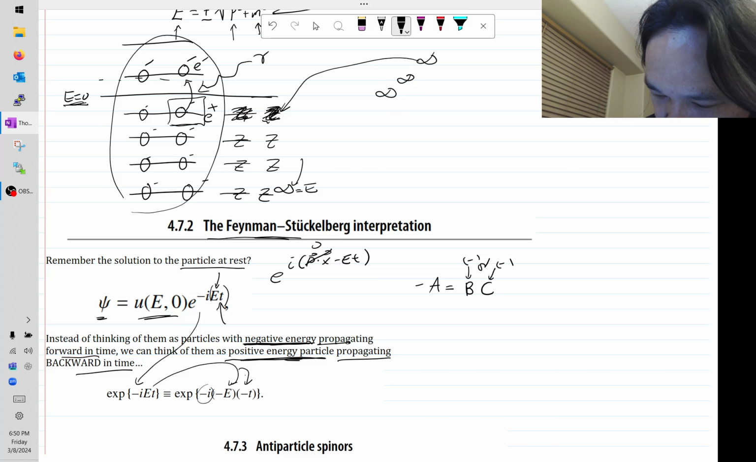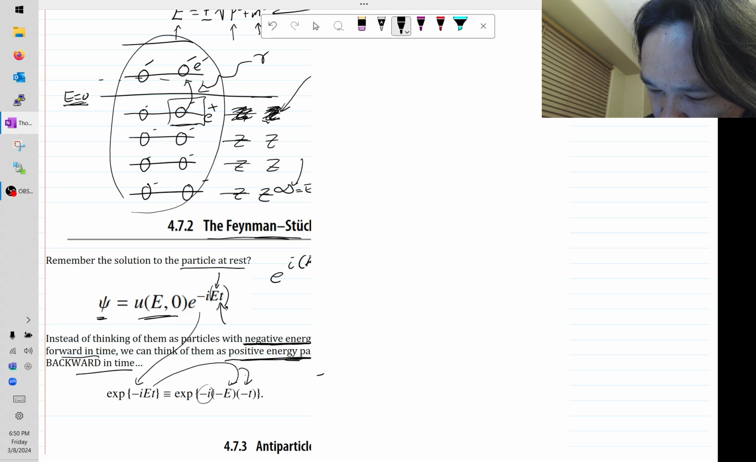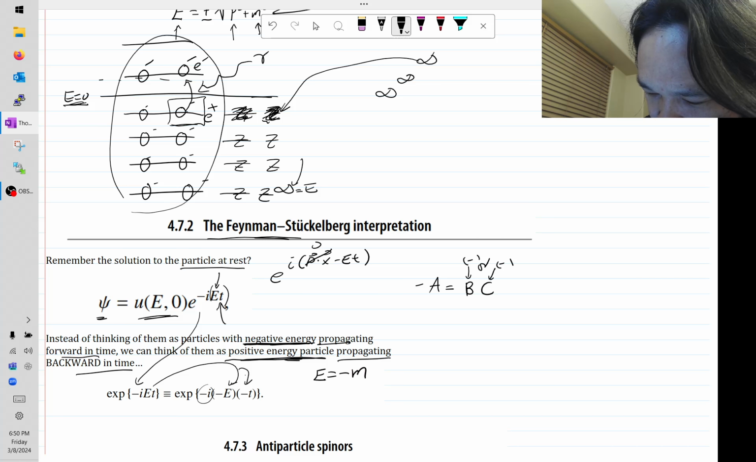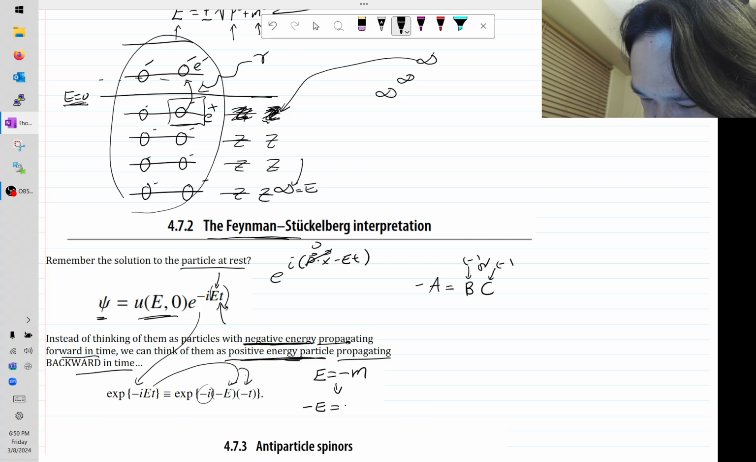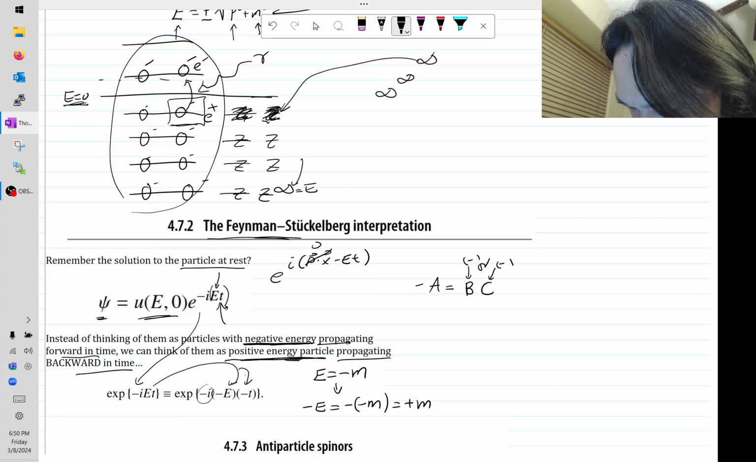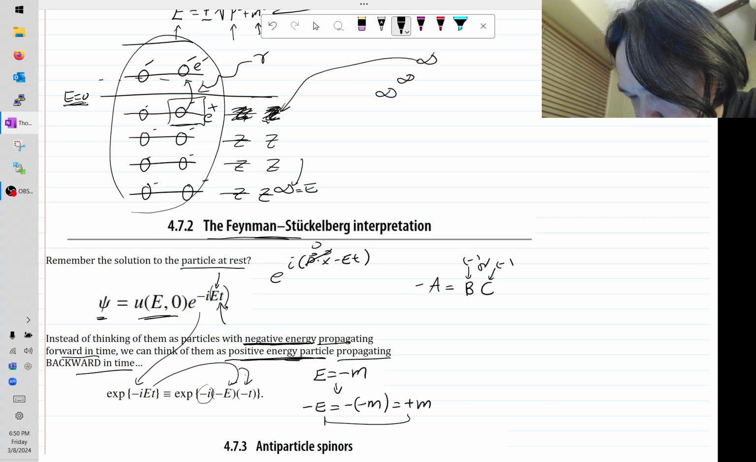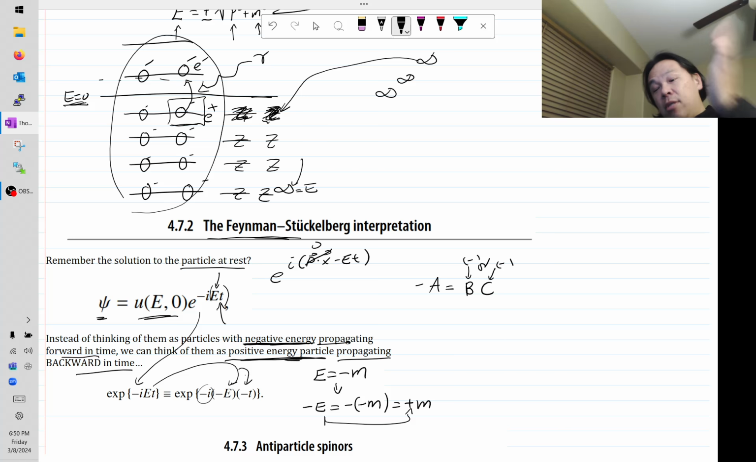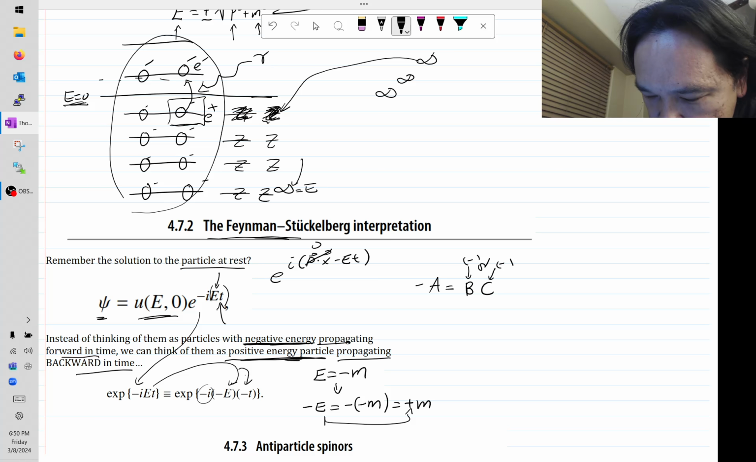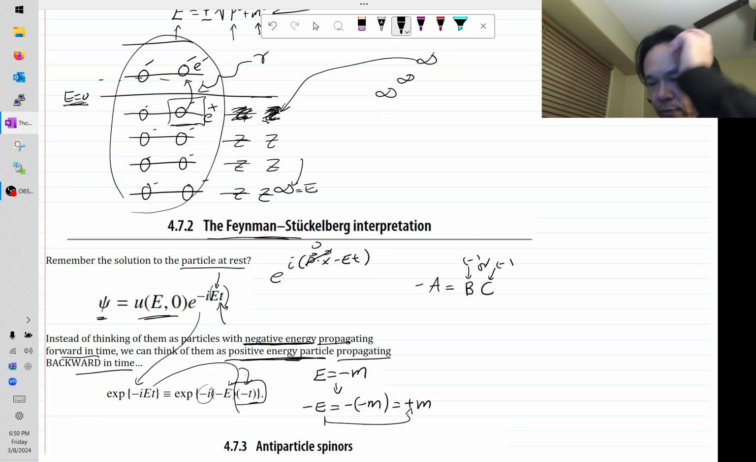Remember that for the antiparticle solution, the energy of the particle in the Dirac equation is negative m, but now if we transfer this to be negative E, we actually get negative of the negative m, and therefore you get positive m, right? So by flipping the sign of the energy, you actually get a positive rest mass, in the case that the particle is actually at rest. But we have to flip the sign of the time, okay?